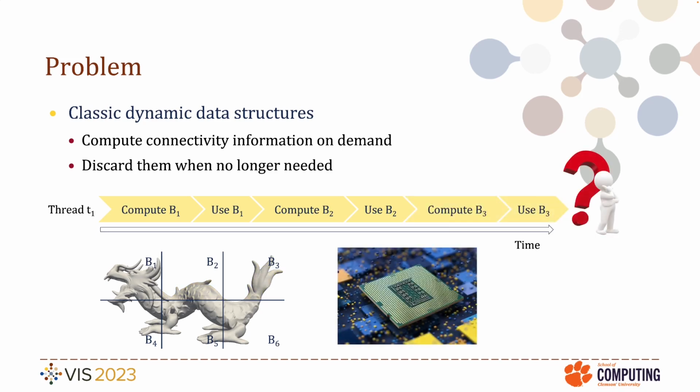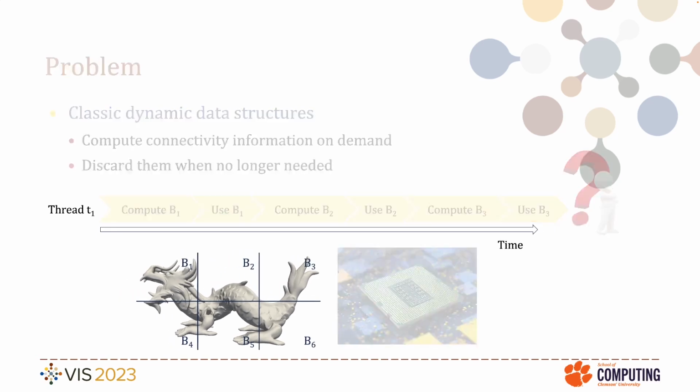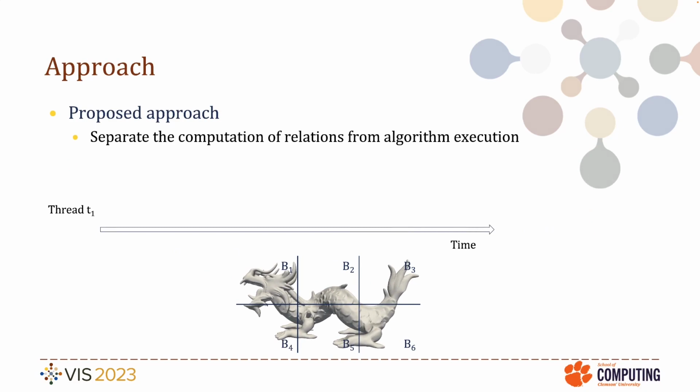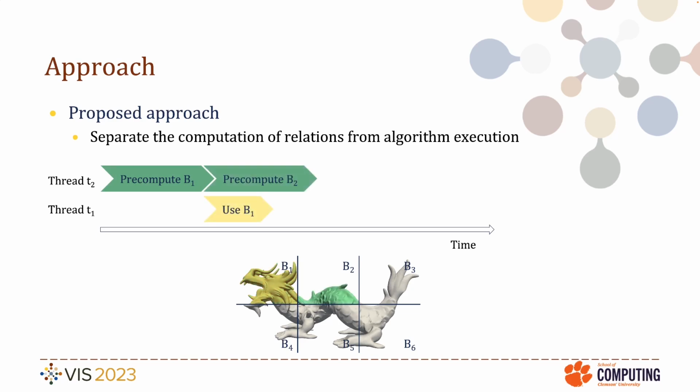Modern computer systems are equipped with multi-core CPUs, so the question here is, can we utilize this multi-threading feature to improve the pipeline? Our answer to this question is yes. So in our proposed approach, we separate the computation of topological relations from the algorithm execution. That is, we have another thread that will pre-compute relations for the thread that executes the algorithms. So here, thread T2 will always pre-compute the relations for thread T1.